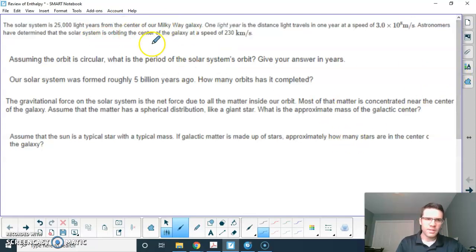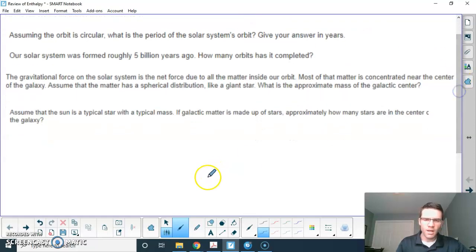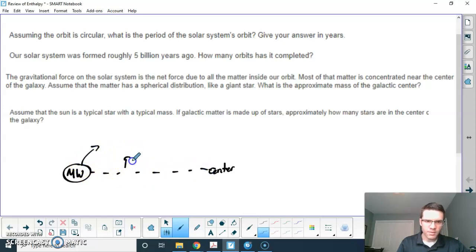And it gives us information here about how far our solar system is from the center of the Milky Way galaxy. That's going to be our radius. So if this is the center, we've got our Milky Way over here. I'll just do MW for Milky Way galaxy here. This distance right here is the distance at which we're orbiting. This is our radius to the center for the orbit of the Milky Way going around the center of our galaxy.